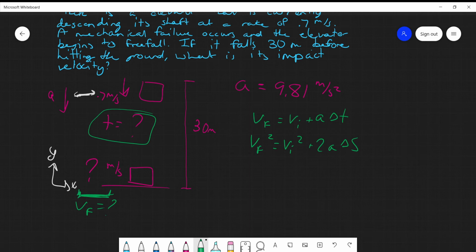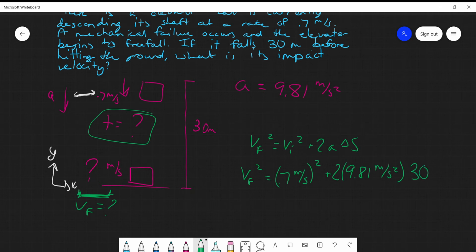So I'm just going to erase this guy, and we're going to use the bottom one. Our final velocity is unknown, so we're going to leave it like that, and our initial velocity is 0.7 meters per second squared plus 2 times 9.81 meters per second squared multiplied by 30 meters.